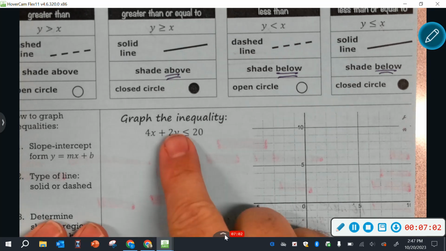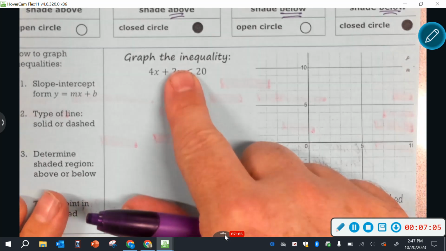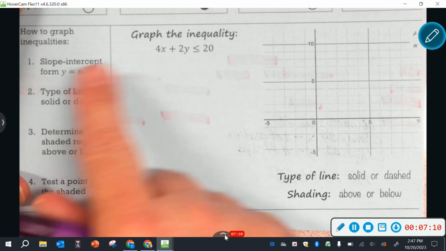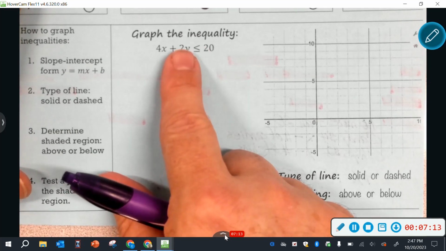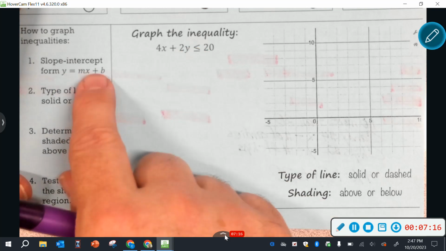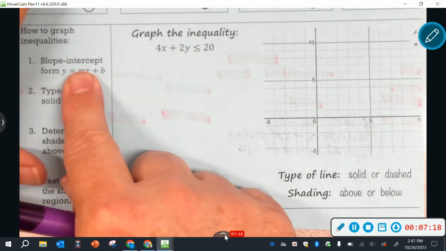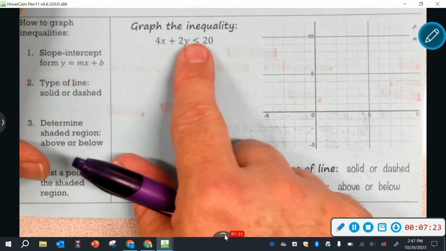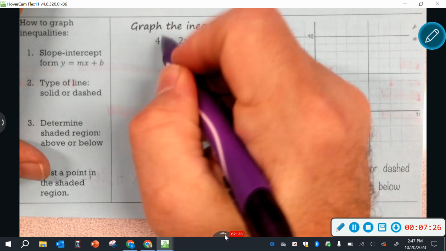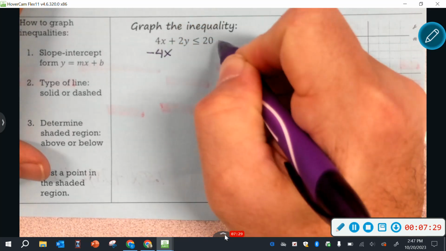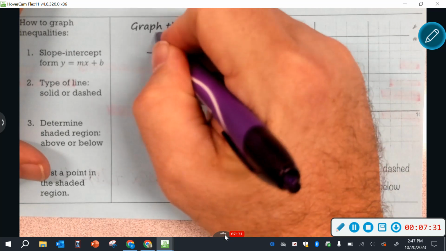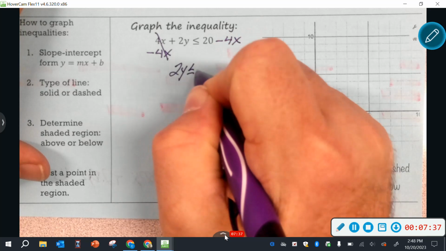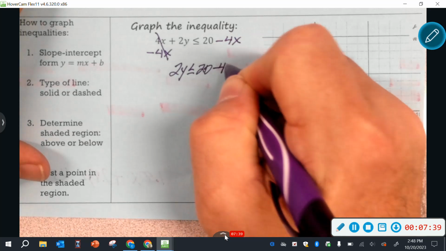Alright, so now we want to graph these inequalities. And here are the steps that we do this. So we want to solve for Y. We're going to solve for Y by getting this into y-intercept form, or slope-intercept form. So remember from the IXL that we've been doing, and it's also on your 1.4 white notes, our first step is to subtract 4x from each side. So this is going to cancel. And so we bring down the 2y less than or equal to 20 minus 4x.